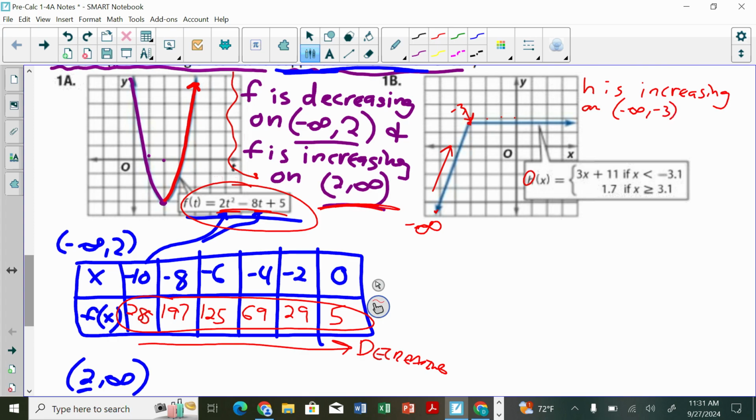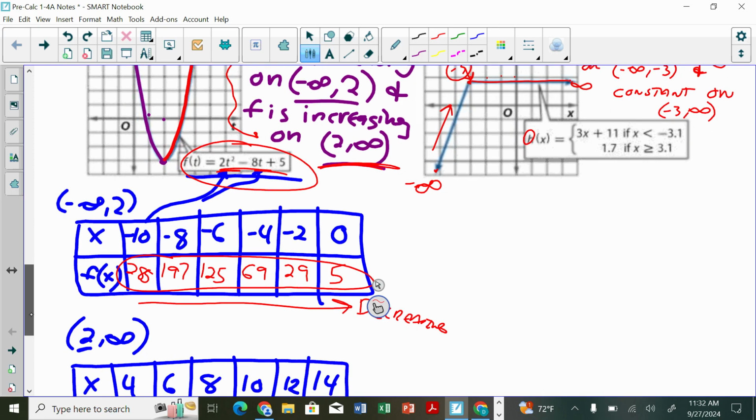And then what's happening on the other side? So then we could say h is, well, now it looks like it's flat. So that would be definitely a constant, right? So we could say that h is constant from -3 all the way over to infinity. So we would say, and constant on this interval of -3 to infinity, okay? That's the fun part, that's the easy part, just graphing it without the table, okay?